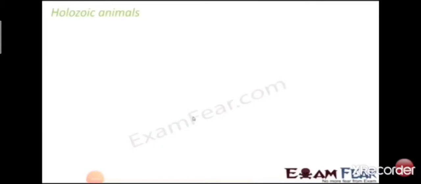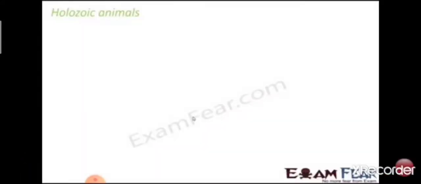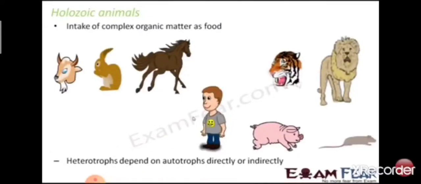Now students, we will see the types of nutrition in animals. There are three types of nutrition. Now we are going to see the first type of nutrition, that is holozoic nutrition in animals. We can also say holozoic animals. Most of the animals are holozoic, meaning they take in solid food.